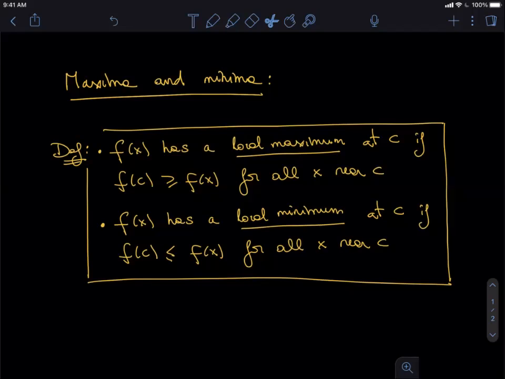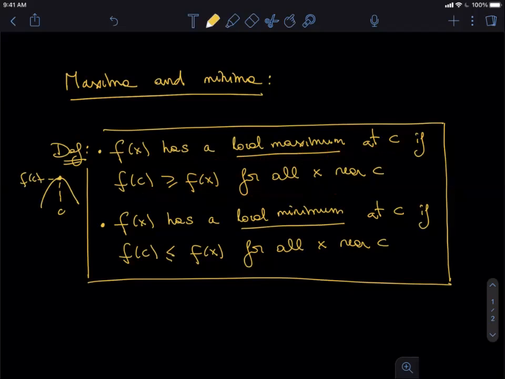What are maxima and minima of a function? So here we have the definition. We will say that f of x has a local maximum at c if f at c is bigger or equal than the value of f at every point x near c. Okay, so we can imagine something like this. This would be our point c, and this would be our value f of c.